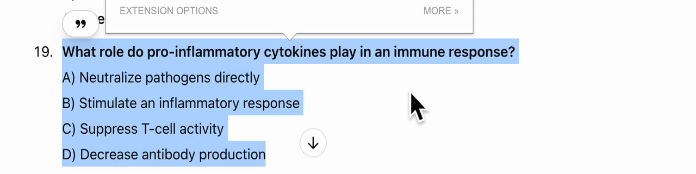What role do pro-inflammatory cytokines play in an immune response? A. Neutralize pathogens directly. B. Stimulate an inflammatory response. C. Suppress T cell activity. D. Decrease antibody production.